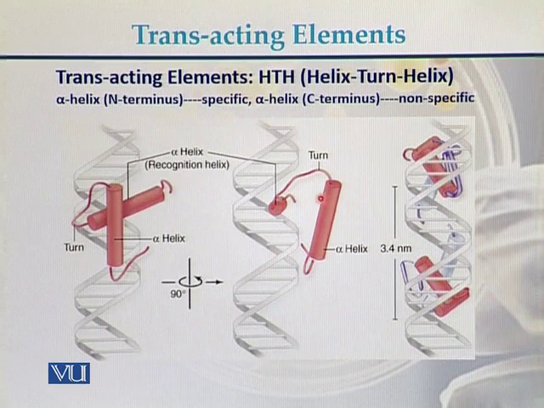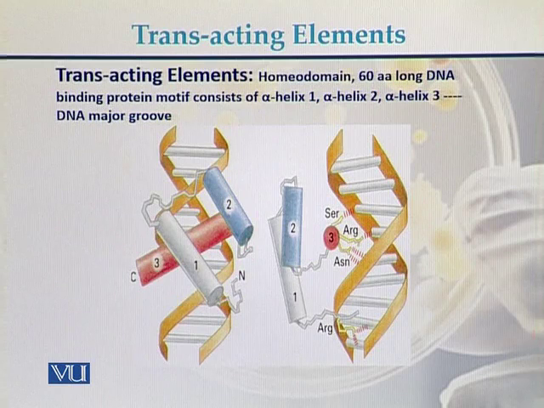Here we can also see the trans-acting element from another view, where the helix turn helix motifs have been bound with the DNA structure. Another type of trans-acting element is the homeodomain. That is a 60 amino acid long DNA binding motif consisting of alpha helix 1, alpha helix 2, and alpha helix 3. Here we can see alpha helix 1, alpha helix 2, and alpha helix 3 that bind to the DNA to control the gene expression.